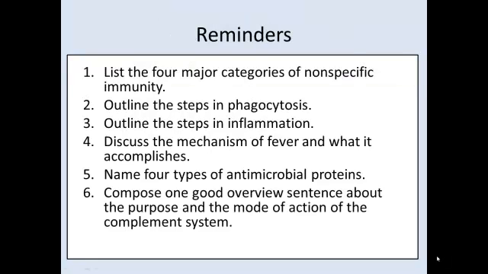Well, that's it for this topic. Remember, I want you to be able to list the 4 main categories of nonspecific immunity, outline the steps in phagocytosis, outline the steps in inflammation, discuss the mechanism of fever and what it accomplishes, name 4 types of antimicrobial proteins, and compose one good overview sentence about the purpose and mode of action of the complement system.